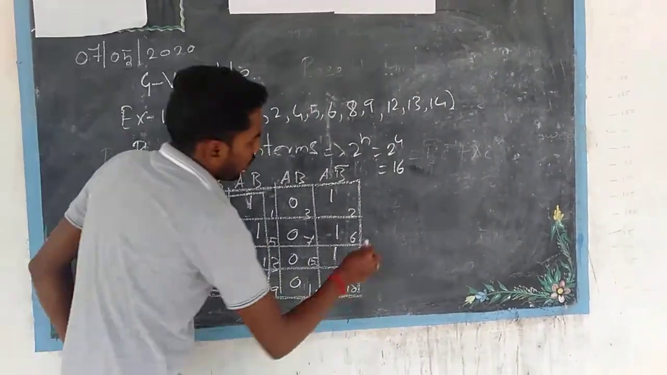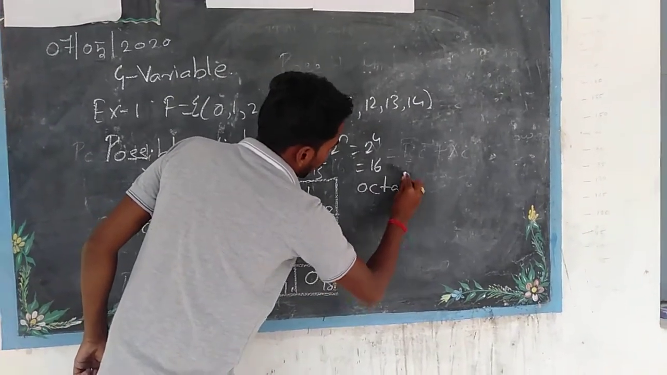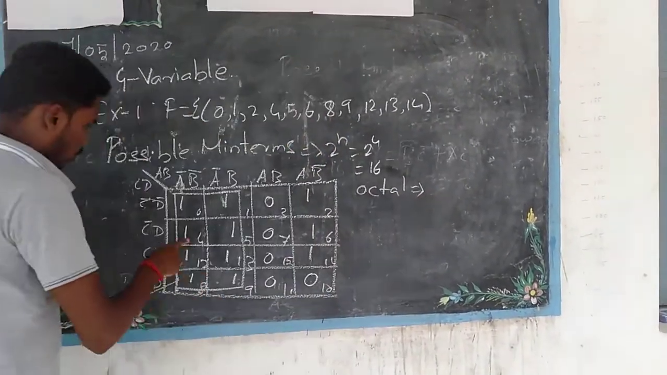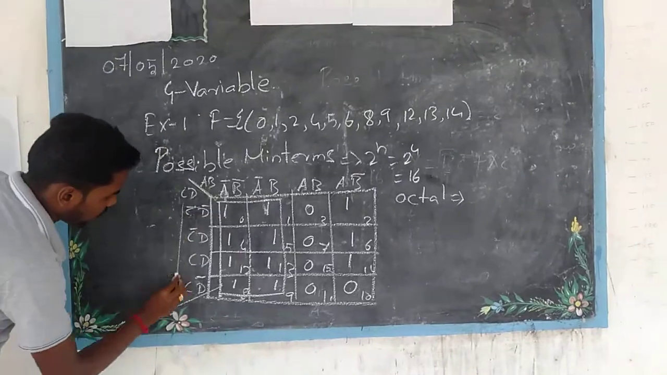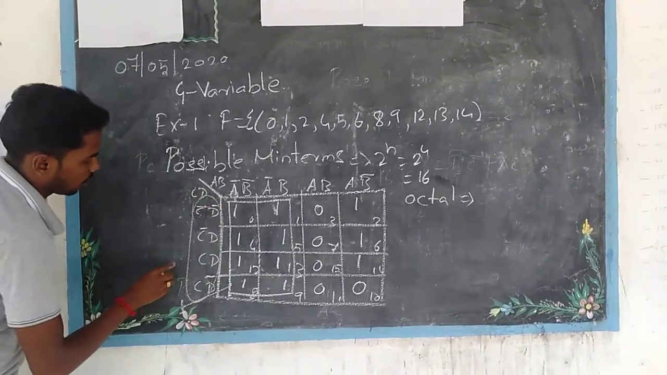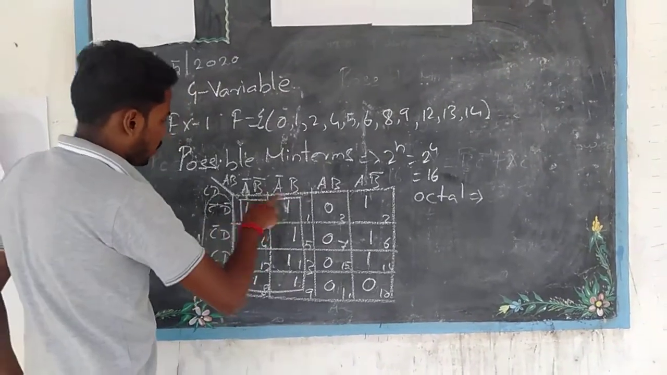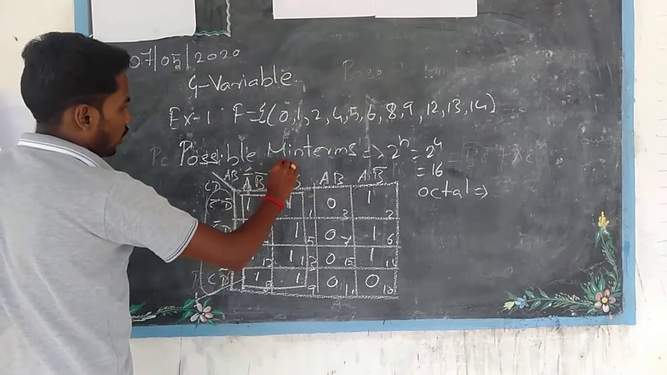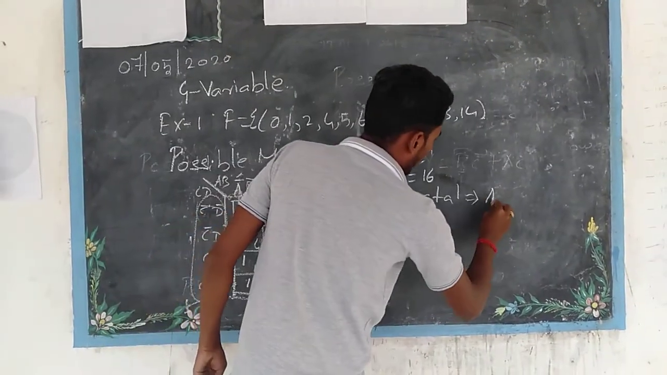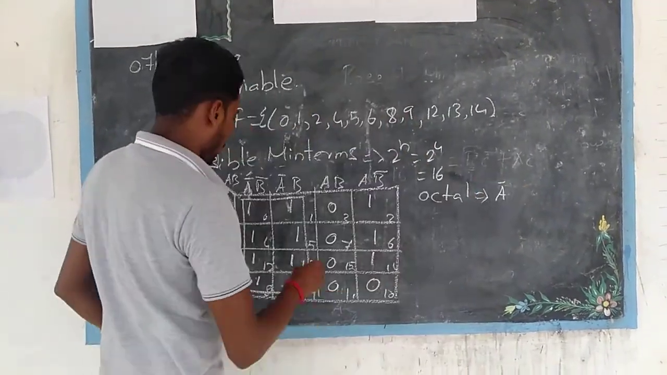In this octal, these terms will be 0 and these are 1. The common term is only A bar.